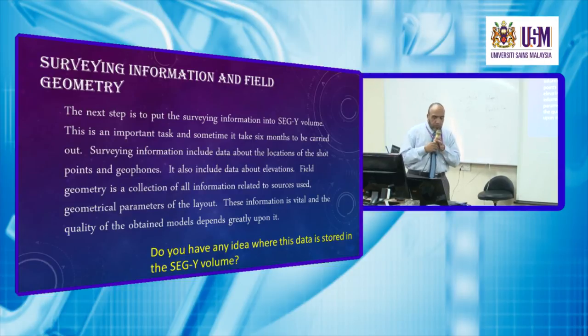So, along with the experiment geophysicist, there is a surveyor. This surveyor is responsible for defining the locations of the geophones, the location of the shots, the elevation of each geophone, the depths of the hole if we are using dynamite. You know, we have to drill a hole and put the charge and detonate it. So all this information must be provided by the surveyor, and it's very important.